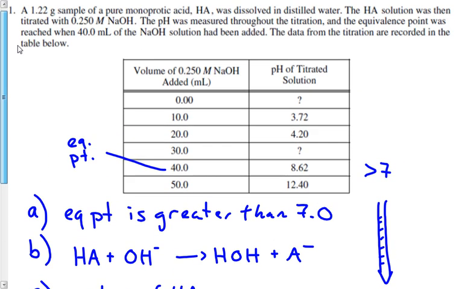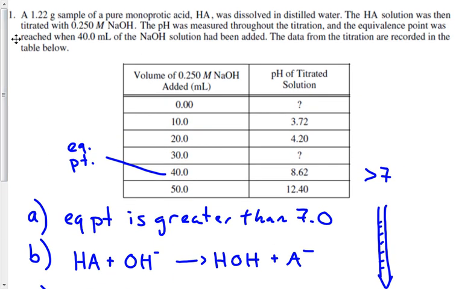Based on all the information that's given to me, anybody know what spot matters? Only one spot that matters. I want moles at the equivalence point. Why? Because that's where the moles of my base equal the moles of my acid.